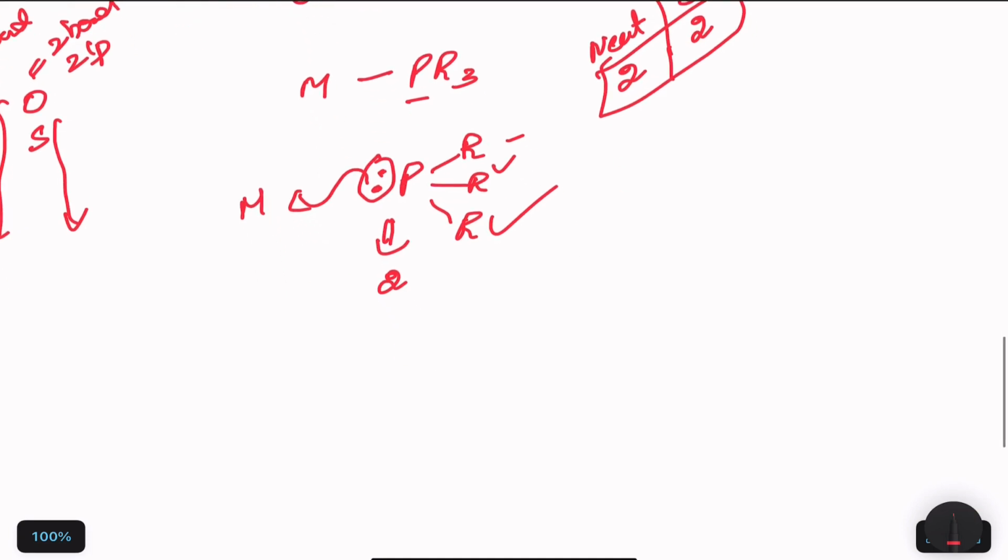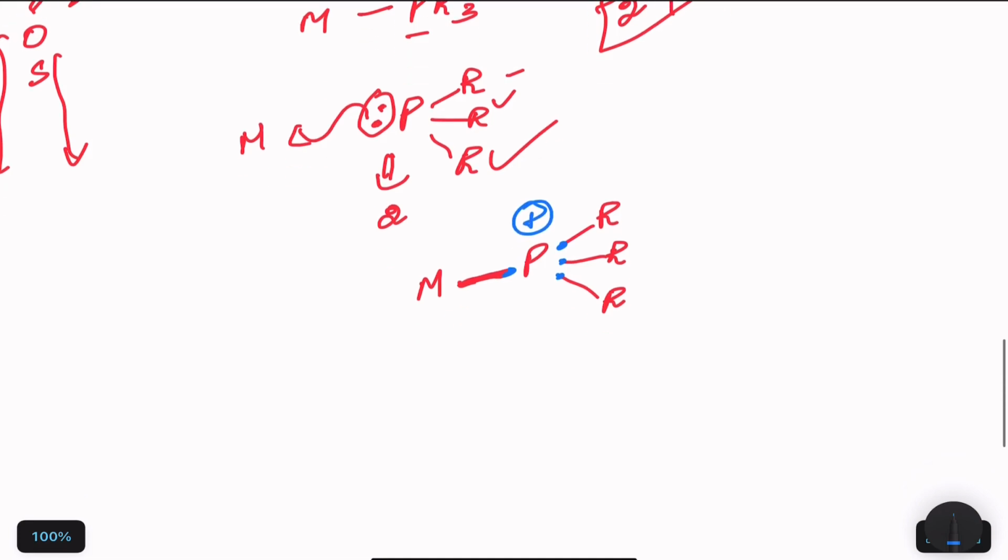What about the charge? We can find the charge. Okay, so the metal is there, phosphorus is there, with OR groups. Since this has donated its electron, it has lost an electron. If you count, 1, 2, 3, only 4 electrons, but phosphorus should have 5. So now it is positively charged.